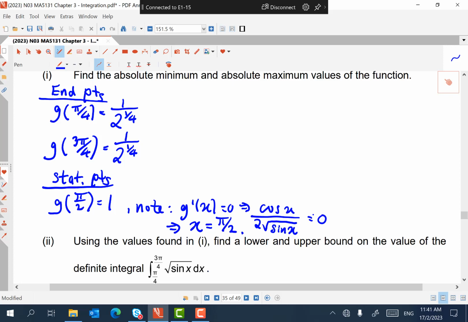Now that you've got the endpoints and the stationary point, your absolute minimum is 1 over 2 to the power 1 quarter, and your absolute max is equal to 1.